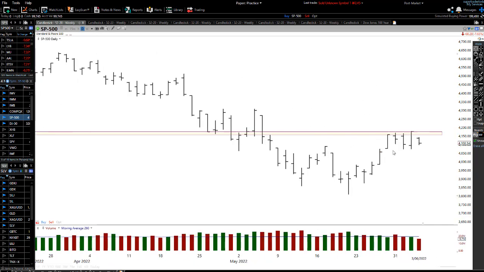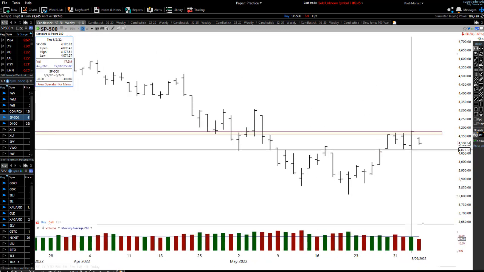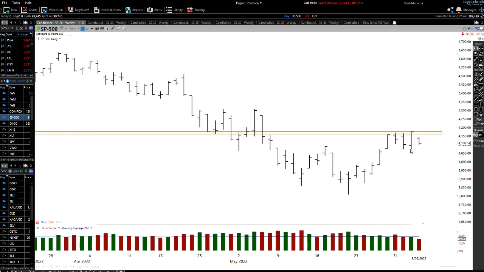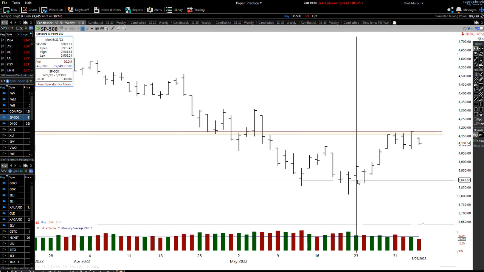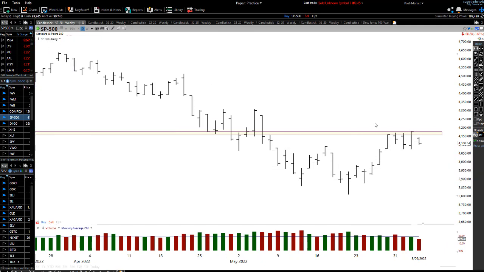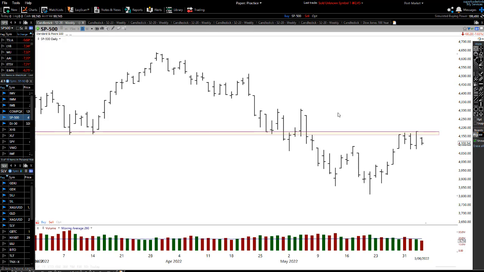So from this point through here, we can see that point through there. And so if we do start to break these lows, we're probably going to start to make our way back down towards these lows through here, because the trend is still down and nothing has changed through there. So that'll be sort of what I'm looking at from that perspective.